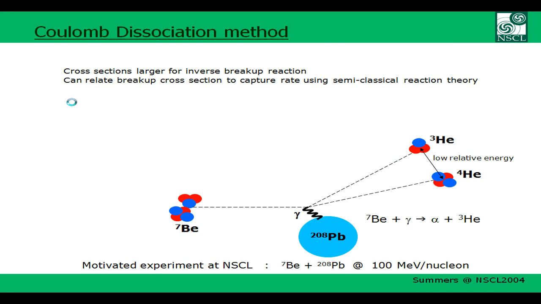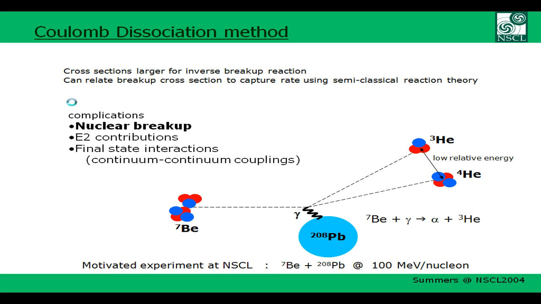So I think a few comments about the two approaches before we actually go to the calculations, because that's basically what I want to do. In this picture, you essentially have a large, heavy target that produces a lot of virtual photons, and these virtual photons excite the beryllium-7 into the continuum. In this case, there's a number of complications.